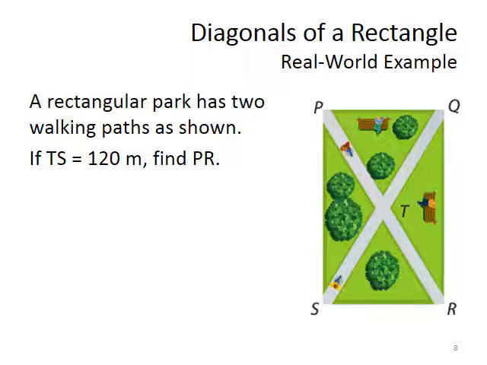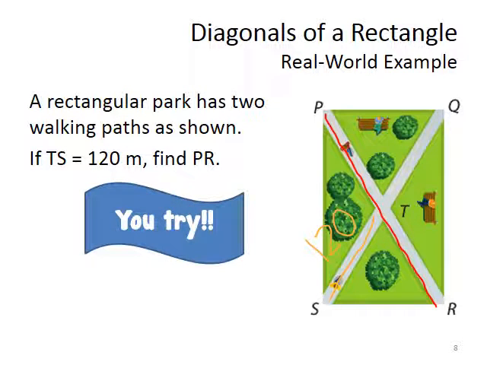With the same rectangular park as the problem before, I want you to try this one. Now you know TS is 120 meters, so half of this walking path is 120. You are asked to find the length of path PR, so the full diagonal of the rectangle. Using what you know about diagonals of rectangles, go ahead and find the length of PR. I'll give you a few moments to work on that.